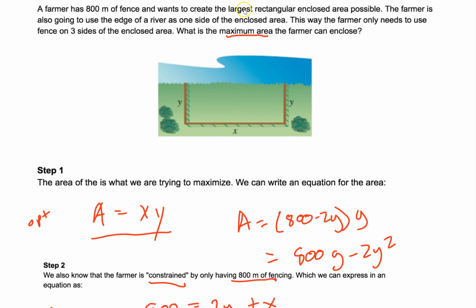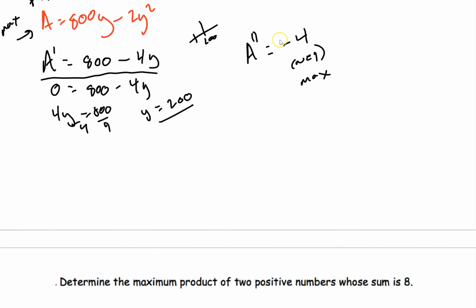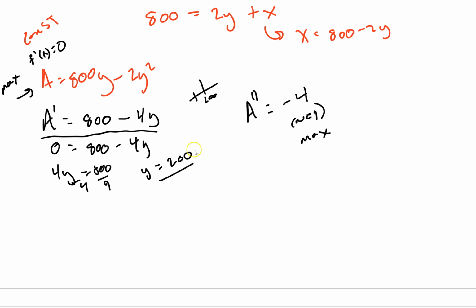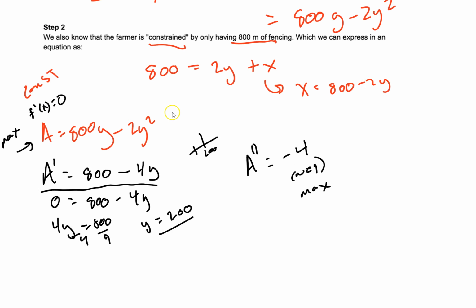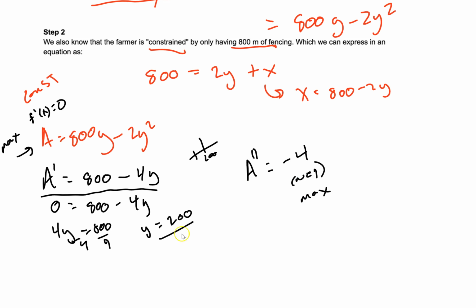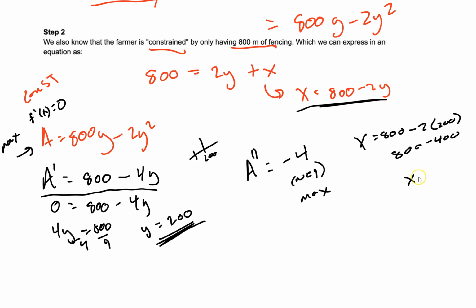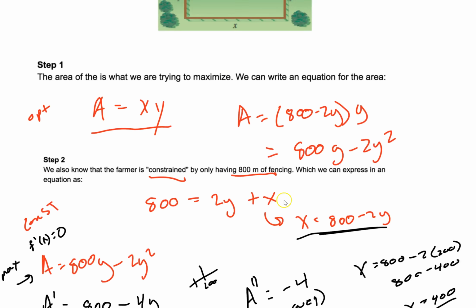Now what are we trying to find here? What is the maximum area? So I gotta find the max area. All I found so far is one of the sides. One side's 200. So do we always do mathematics? Find the other variable. So we have y, go back, plug it in to find your x. x equals 400. So I have my two dimensions, 400 by 200 fencing here.